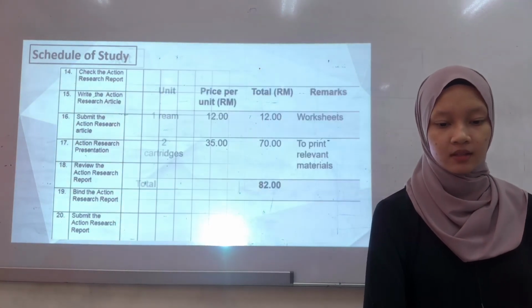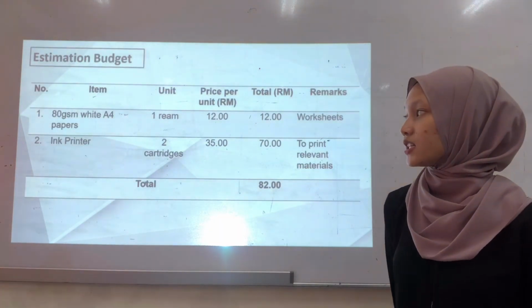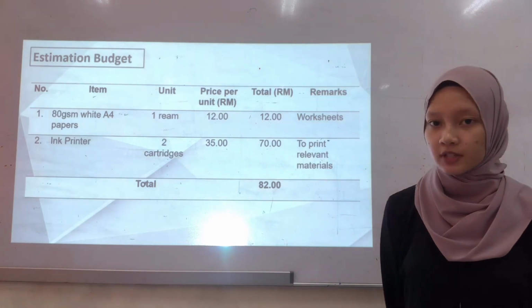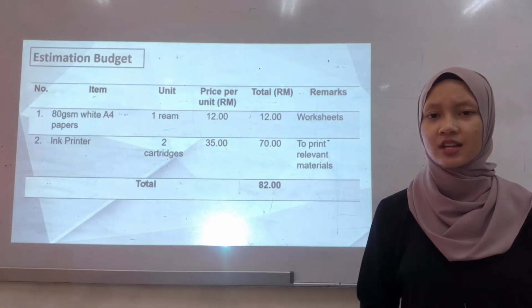So this is my estimation budget. I only use 80 GSM white A4 papers, one ream, and ink printed, two cartridges to print relevant materials such as worksheet.